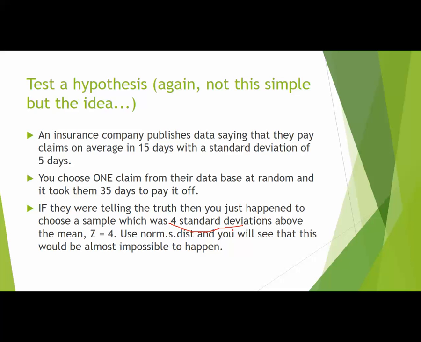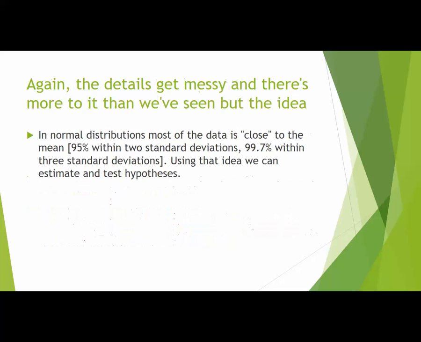Now, if you use norm-s-dist, you'll see that a z-score of 4 or more basically never happens. It's almost impossible. So if the insurance company were telling the truth, it would be not impossible, but almost impossible that a random claim would take 35 days. And that makes you suspect that they're not telling the truth.